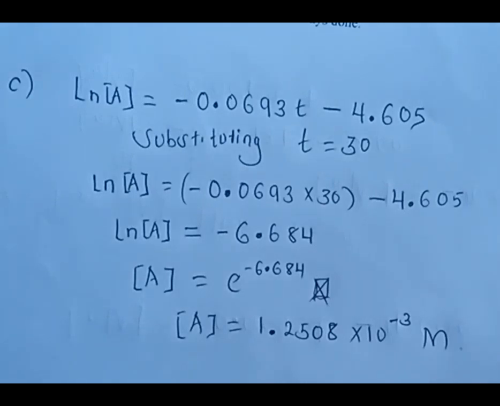So ln A is negative 6.684. So to get A, we take the exponent, we raise e to the power of negative 6.684, and that gives us the concentration of A, which is 1.2508 times 10 to the power of -3 molar, which makes sense.